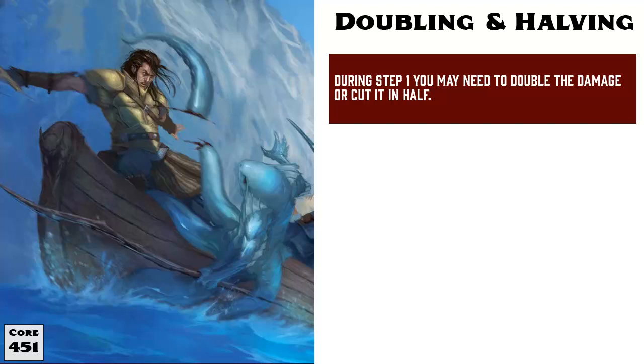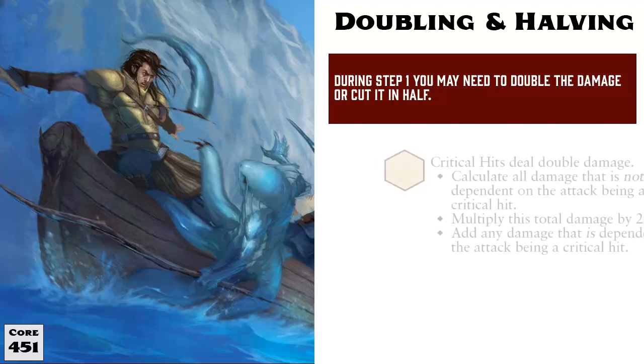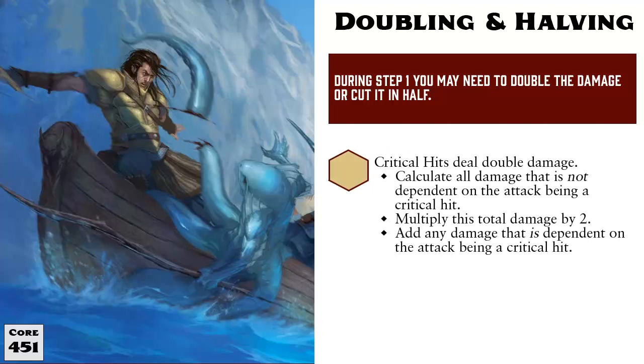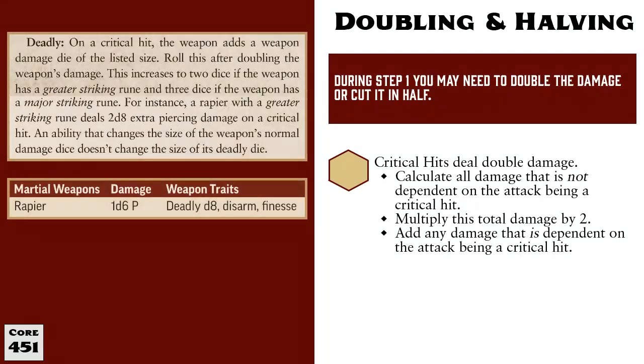There will be times when you need to double the damage or cut it in half. For example, when you roll a critical hit, the damage is doubled. This is pretty simple. You just roll the damage as normal, with all the usual bonuses such as a strength bonus for a melee attack, and then you multiply that total by 2. And then any extra damage that only applies to critical hits is added on top of that. For example, weapons with the deadly trait inflict additional bonus damage on critical hits.